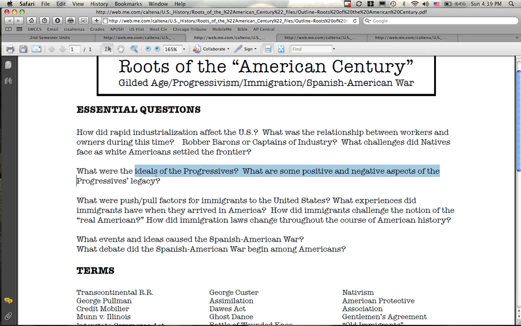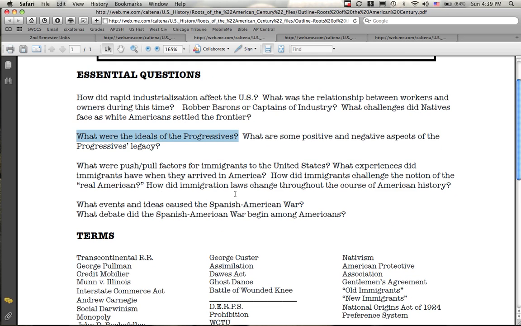The second question here is, what were the ideals of the progressives? And these ideals are nicely summarized way down here with DERPS. D, democracy. E, efficiency. R, regulation. P, prohibition. S, social justice. And remember to be able to identify one problem and one solution from each of these areas.